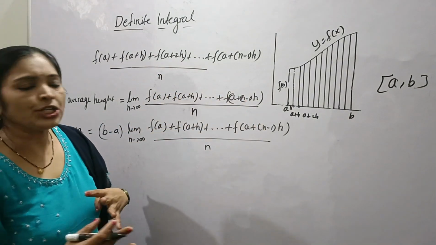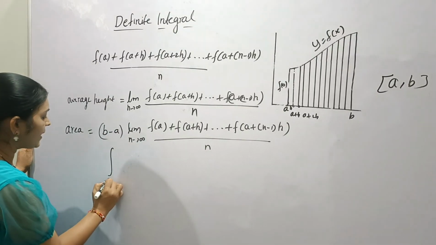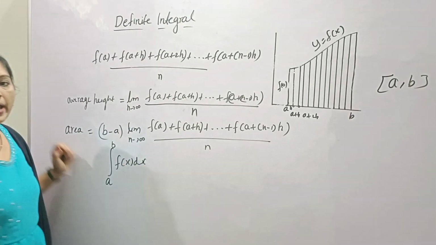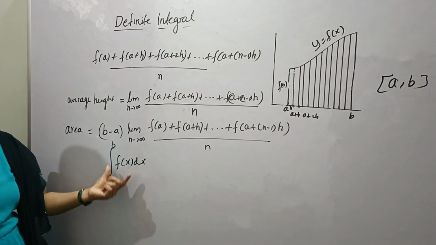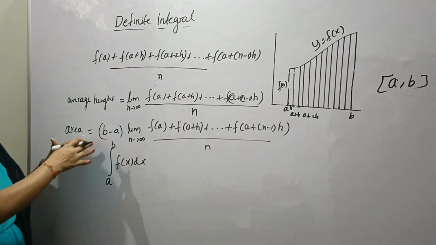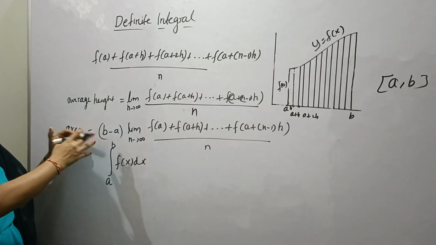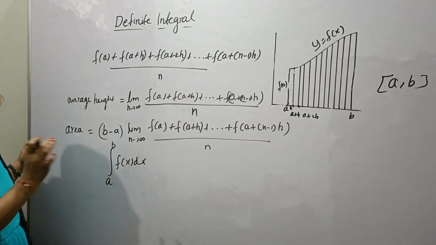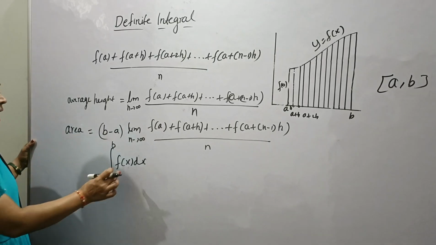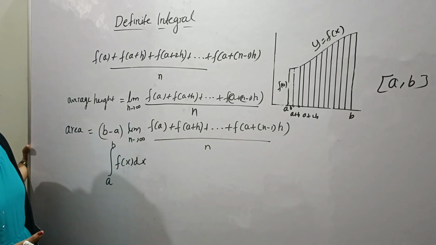So in integration we write it as the integral from a to b of f of x dx. Such integration is called a definite integral. There are a lower limit and an upper limit. This a is called the lower limit of the integration and b is called the upper limit of the integration, and f of x is the integrand.